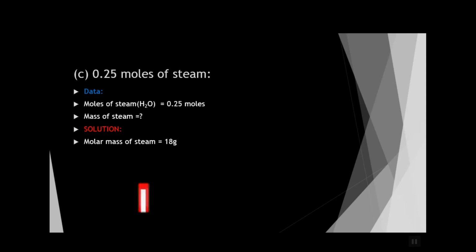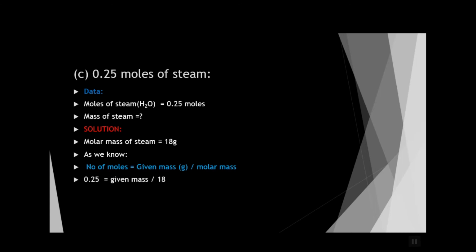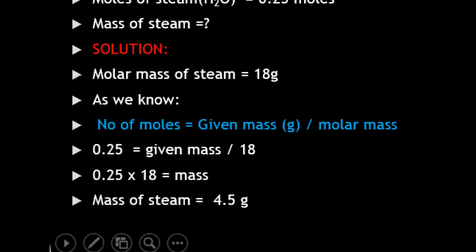Students, in the previous lecture, review questions part 1, we have already calculated molar mass of steam or molar mass of water, that is 18 gram. Now as we know, number of moles is equal to given mass divided by molar mass, and number of moles are 0.25 is equal to given mass divided by molar mass. When we multiply 0.25 with 18, we get the mass 4.5 gram. So students, 4.5 gram is our answer.